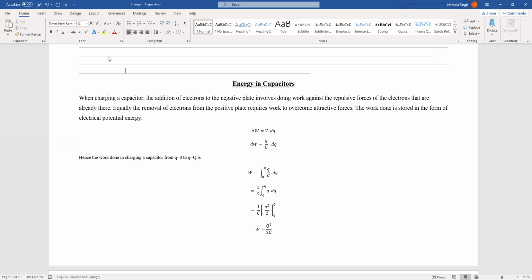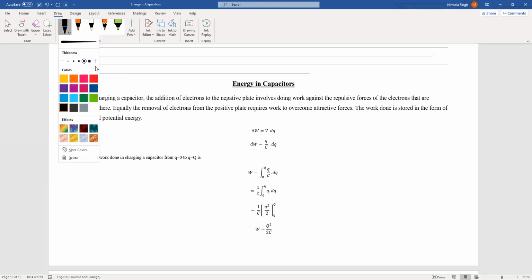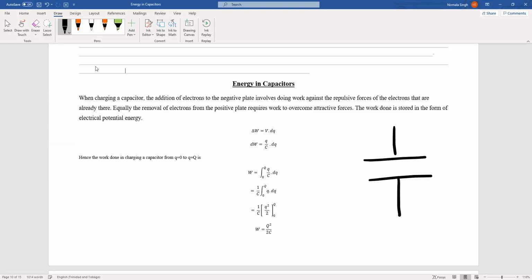So let's think about this. In a capacitor, we have a material that is already charged. This is our capacitor. We have a positive plate, we have a negative plate. And in that capacitor, we already have negative charges in them. So suppose I now want to run electrons inside of my capacitor. My capacitor is going to meet initially some resistance.